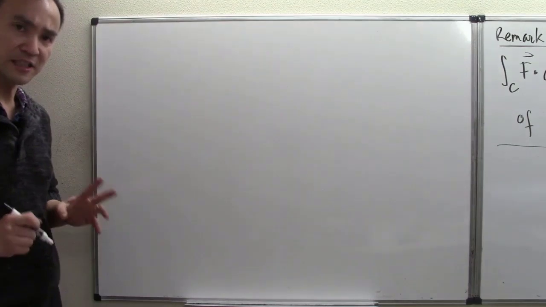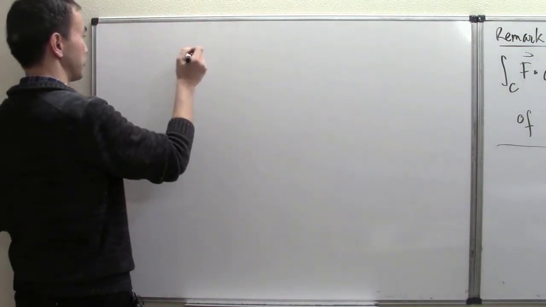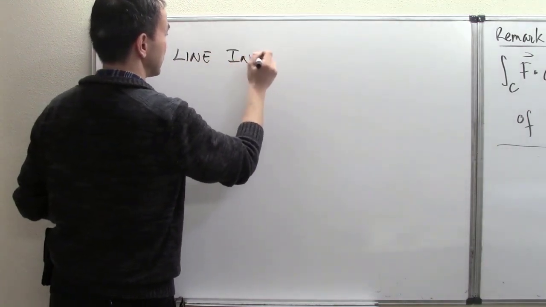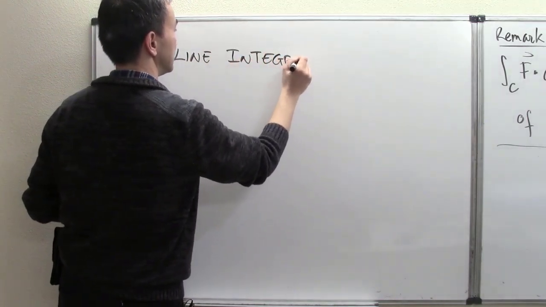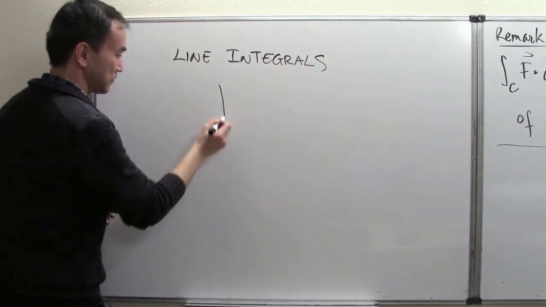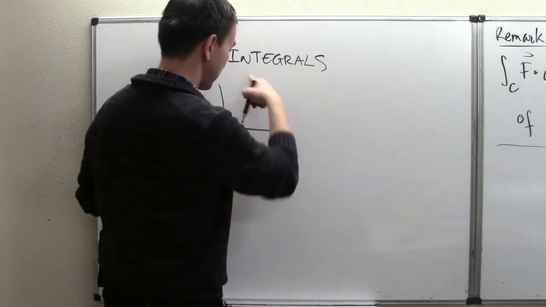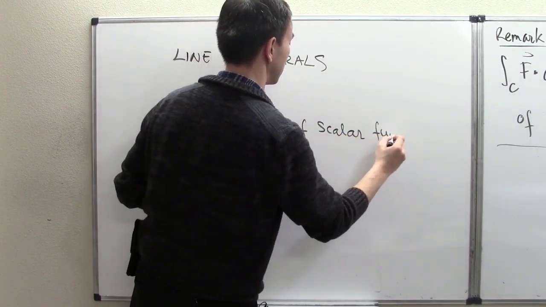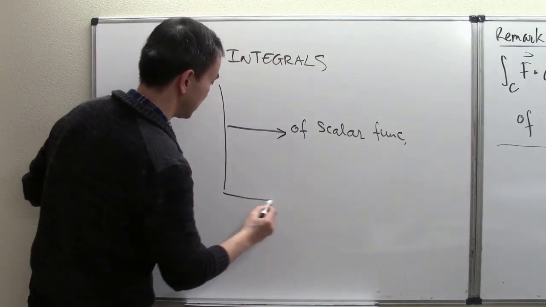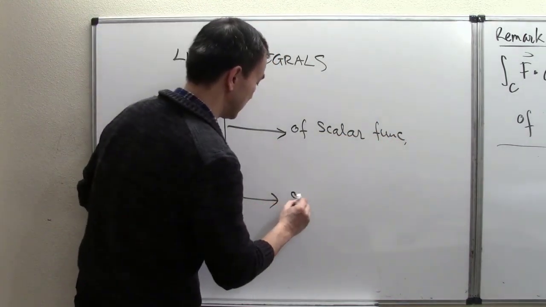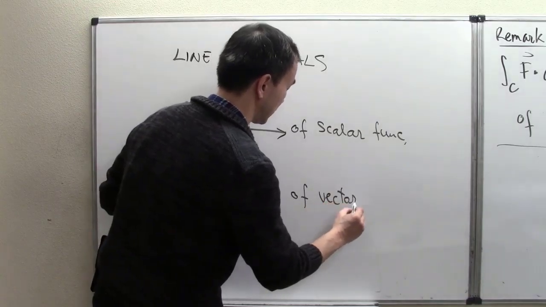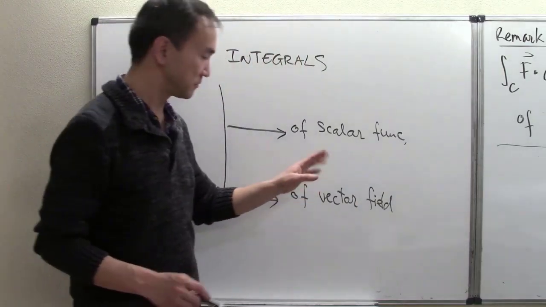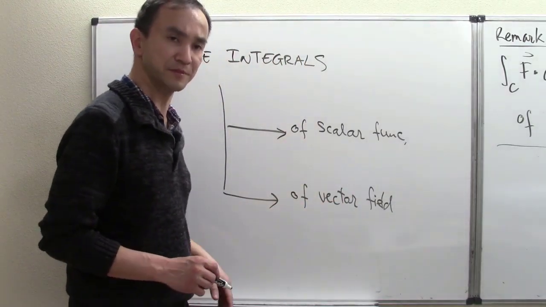All right, and so now at this point in your learning about line integrals, I made this sketch earlier, and now I have to repeat it again. So for line integrals, there are two major types here. There are line integrals of a scalar function, and then line integrals of a vector field. And so in one lesson we have learned it all.